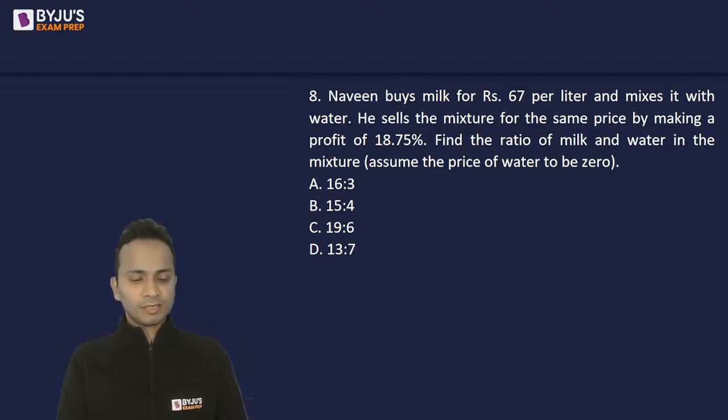Naveen buys milk for rupees 67 per liter and mixes it with water. He sells the mixture for the same price by making a profit of 18.75 percent. Find the ratio of milk and water in the mixture if the price of water is zero.